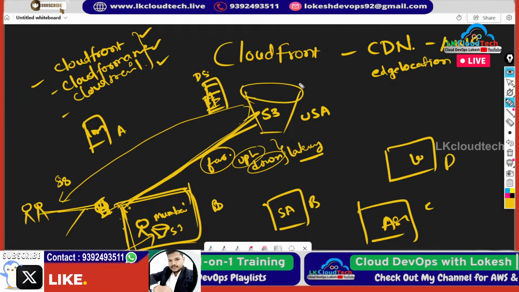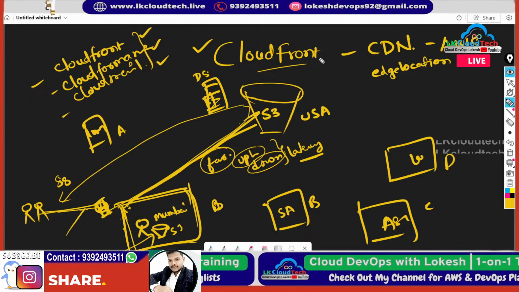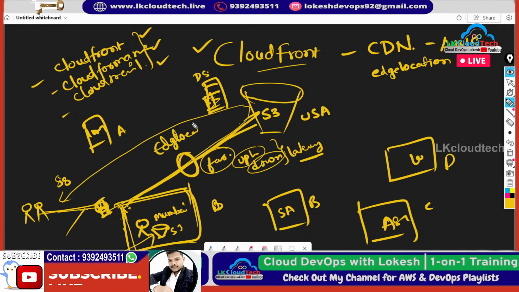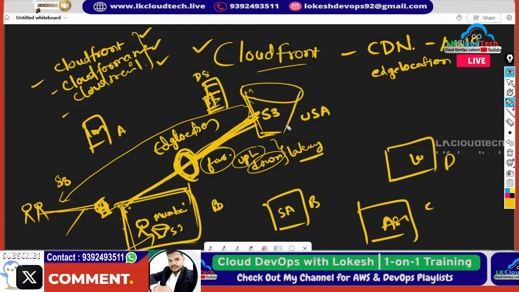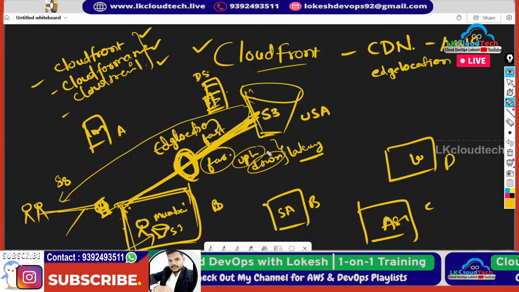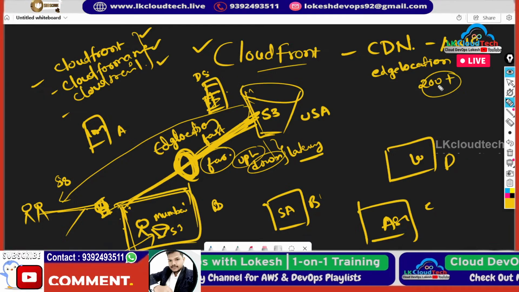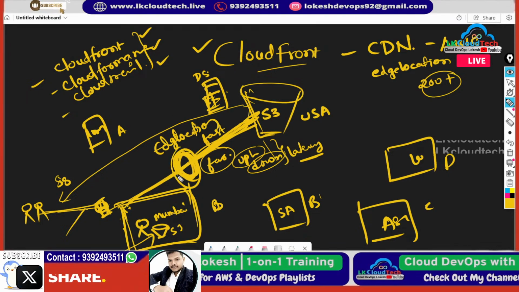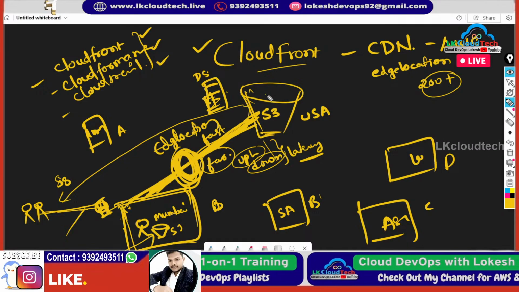To avoid this latency, we have CloudFront, and for that we have an option called edge location. This edge location is always connected to your USA data center over a very fast internet. There are more than 200 edge locations available across the globe, though I'm not sure of the exact figure. You will connect with the nearest edge location, which is always connected with your data center.